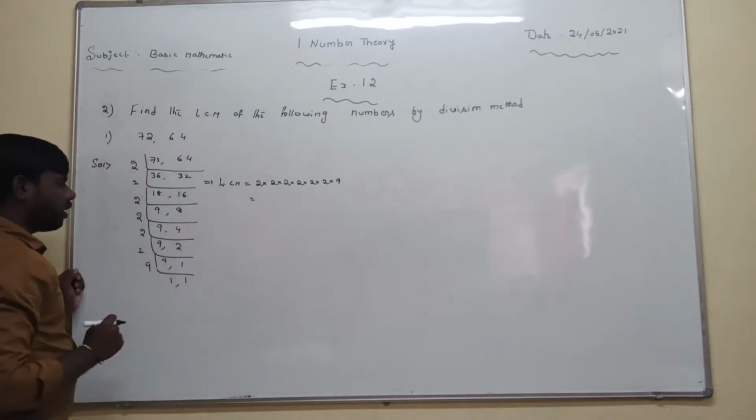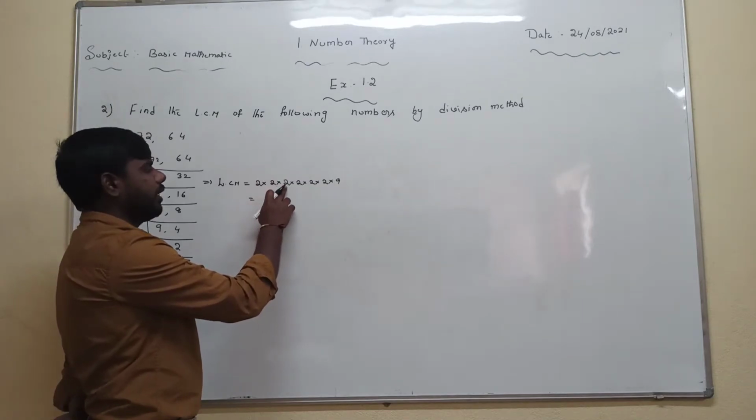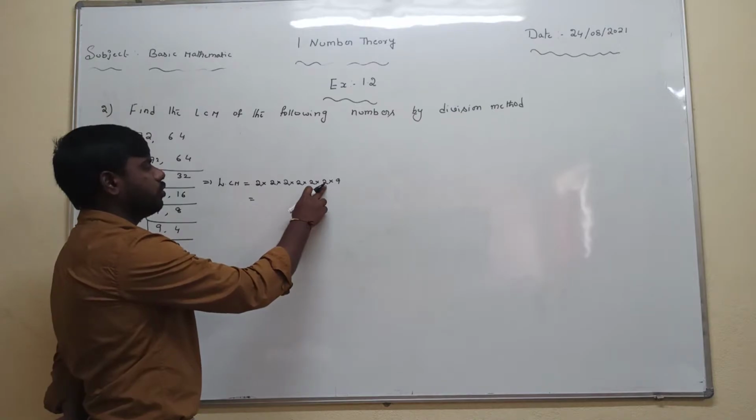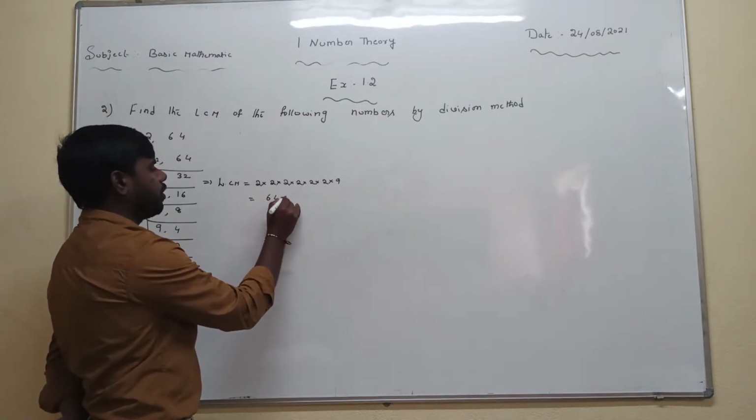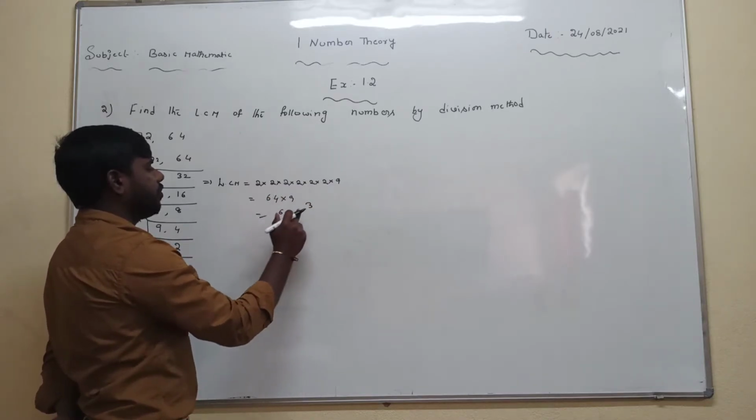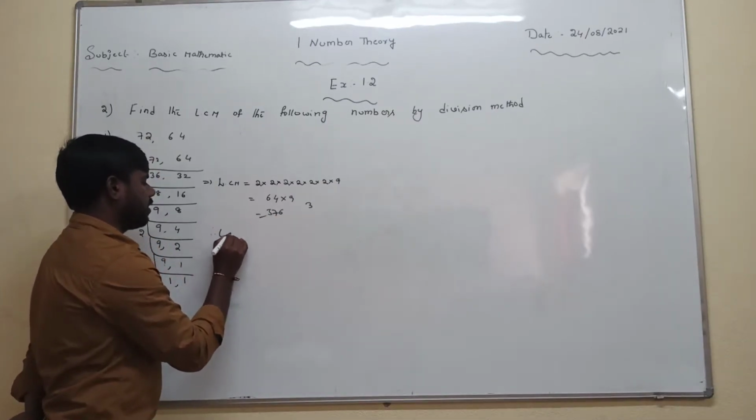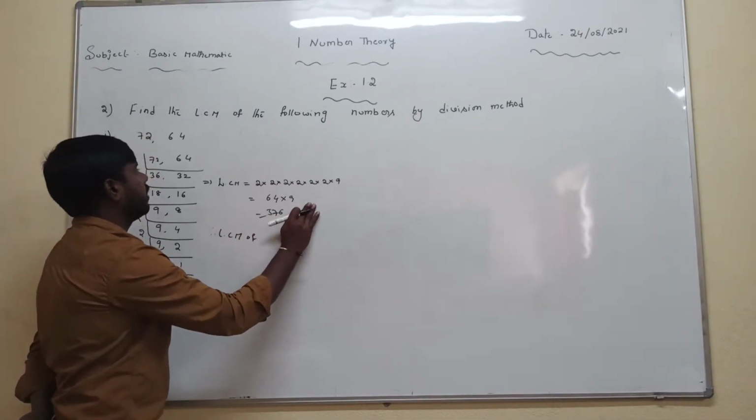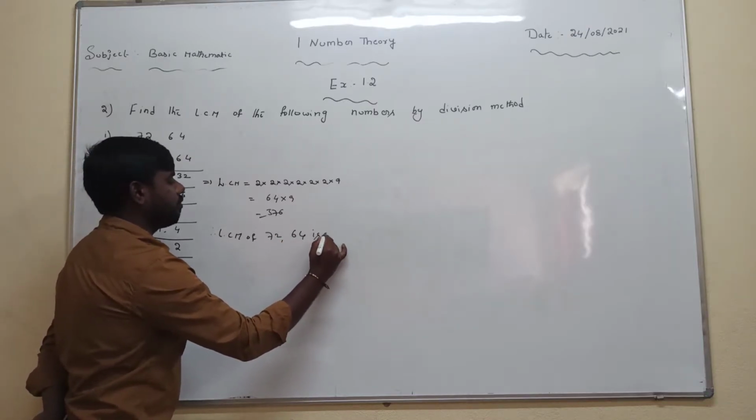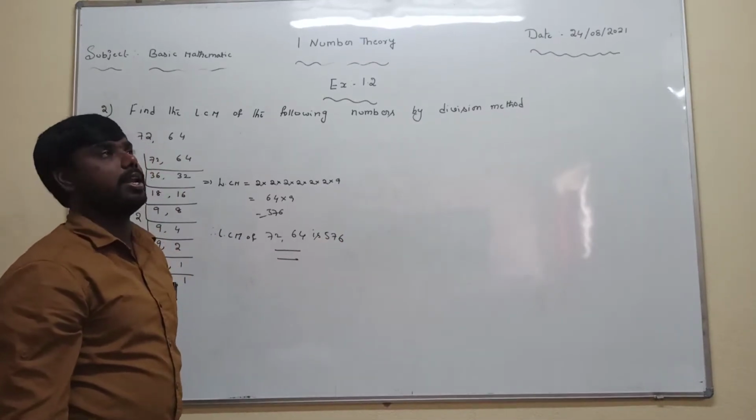Now multiply with all the divisors. 2 2s are 4, 4 2s are 8, 8 2s are 16, 16 2s are 32, 32 2s are 64, 64 into 9. So 9 4s are 36, 3 is left. 9 6s are 54, 54 plus 3 is 57. Therefore the LCM of 72 comma 64 is 576.